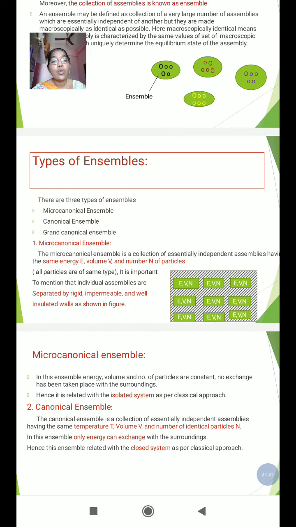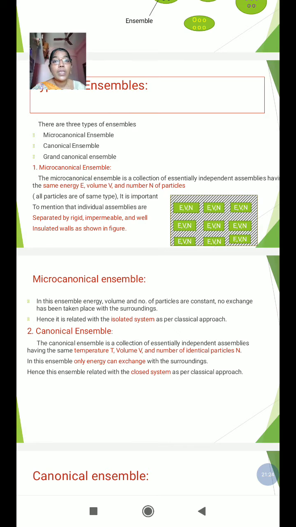So that's why microcanonical ensemble is related to the isolated system as per the classical approach. In the classical approach we have isolated systems, open systems, and closed systems. This microcanonical ensemble relates to the isolated system. This is one of the important points here. So according to the classical approach, microcanonical ensemble is treated as an isolated system. It is treated as an isolated system because no exchange of energy takes place, no exchange of particles takes place, volume is also constant. All the systems have the same macroscopic properties, not exchanging anything.